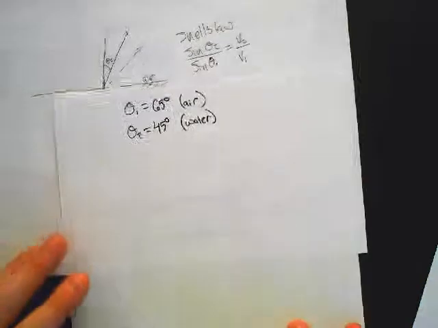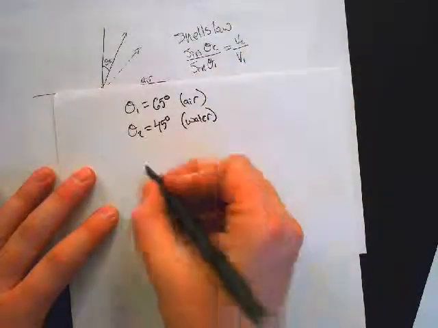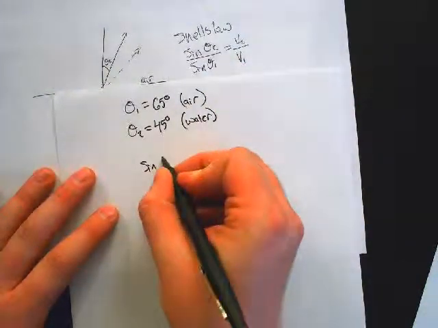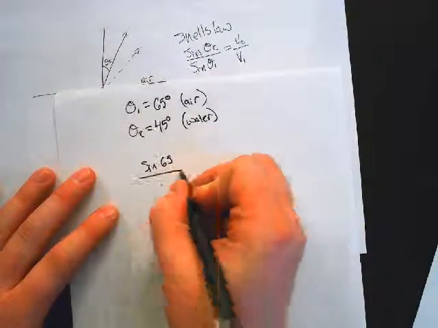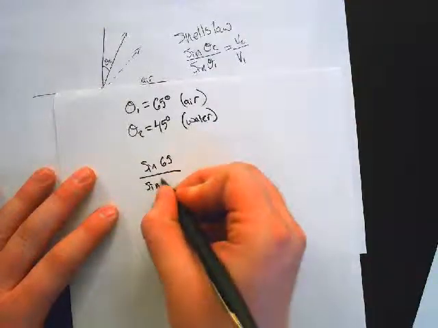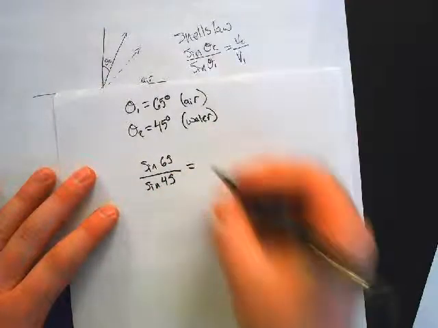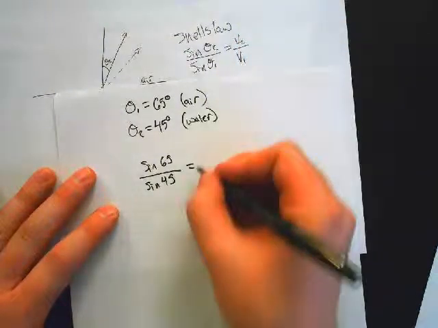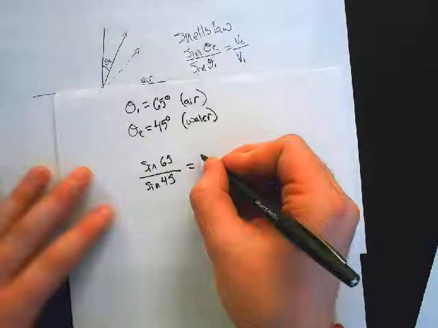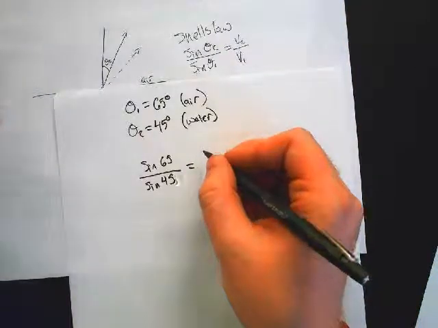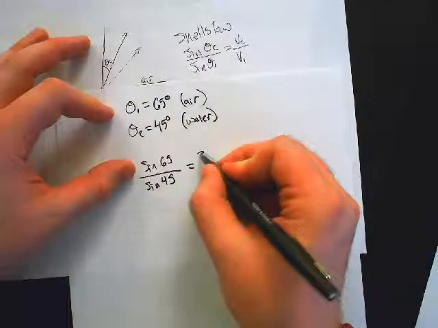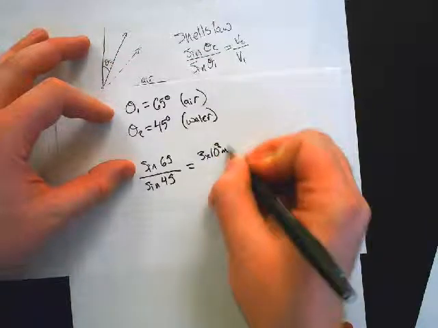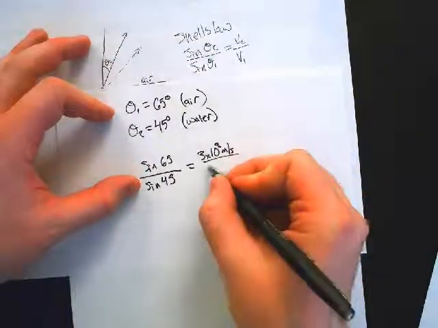we found up here, we can say that the sine of 65 divided by the sine of 45 should be equal to V2 over V1, where V2 is the speed of light in air, so 3 times 10 to the 8th meters per second, over the speed of light in the vacuum, V.